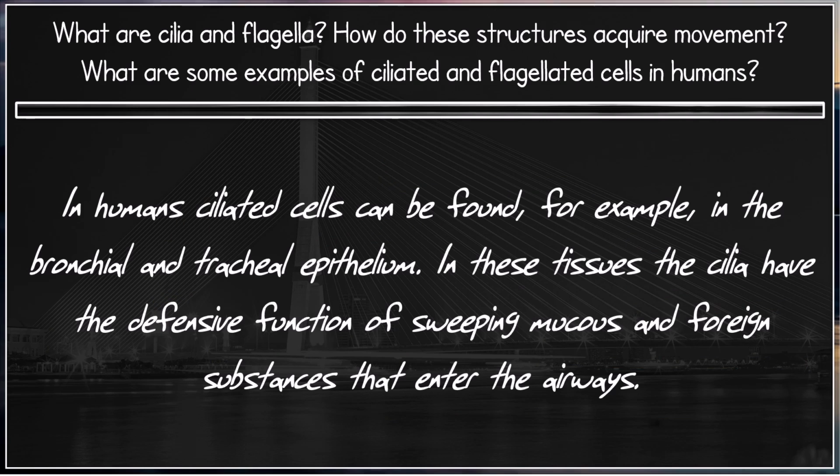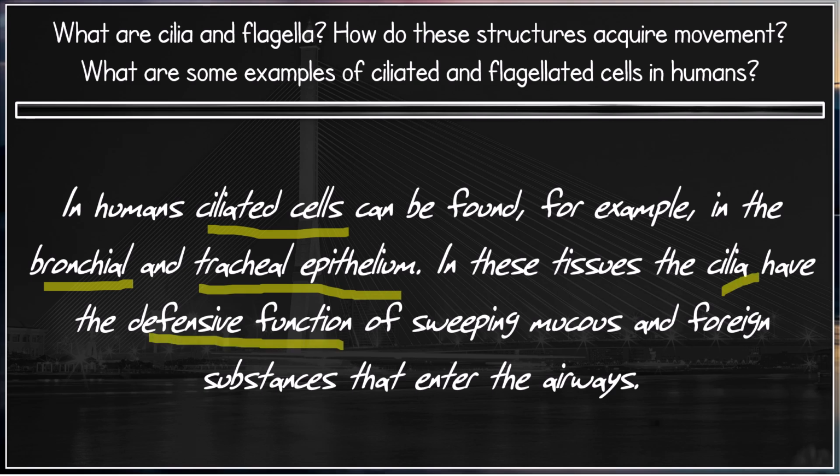In humans, ciliated cells can be found, for example, in the bronchial and tracheal epithelium. In these tissues, the cilia have a defense function for sweeping the mucus and foreign substances that enter the airways.